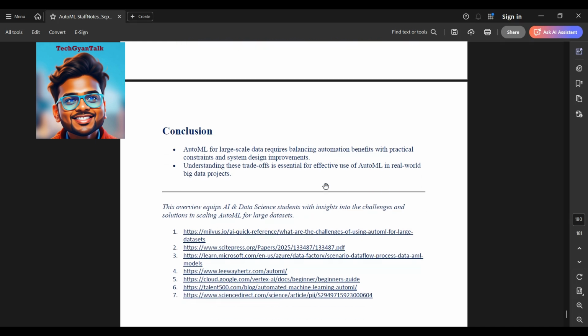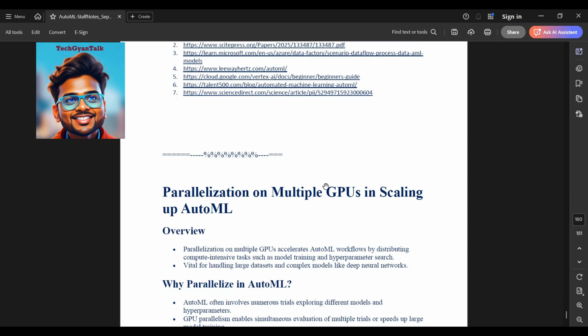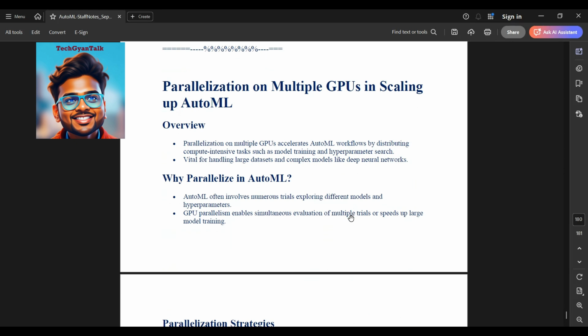And now we will move on to the next topic, which is parallelization on multiple GPUs in scaling up AutoML. So, what is parallelization on multiple GPUs? Parallelization on multiple GPUs accelerates AutoML workflows by distributing compute-intensive tasks such as model training and hyperparameter search. So these two are the main things when you distribute compute-intensive tasks to accelerate AutoML workflows.